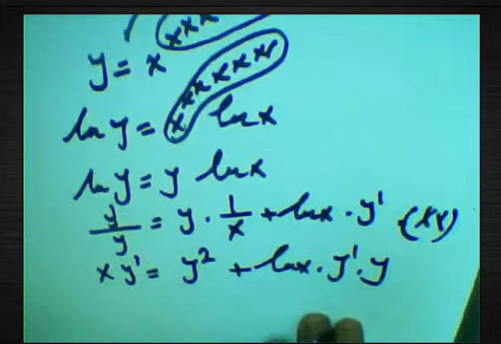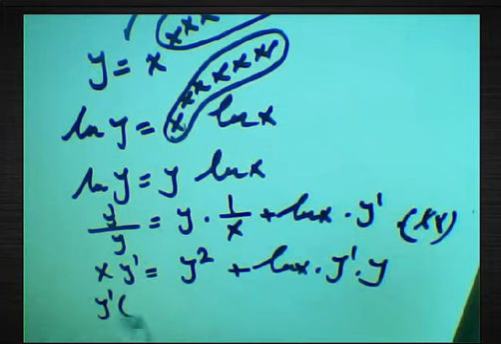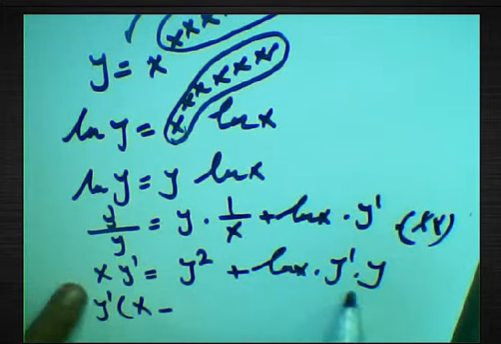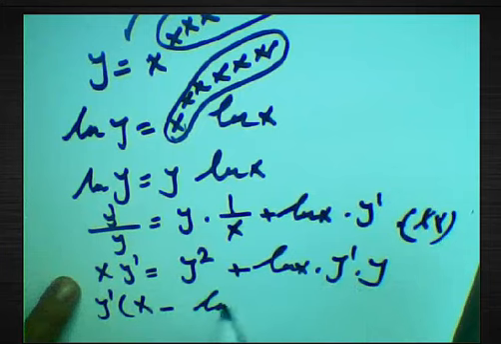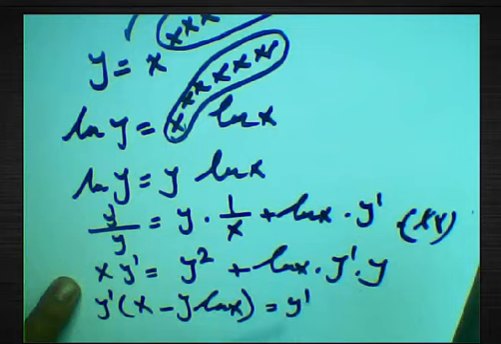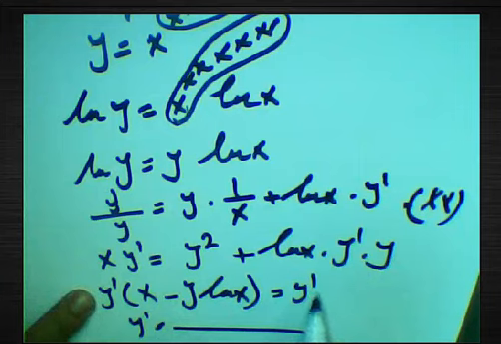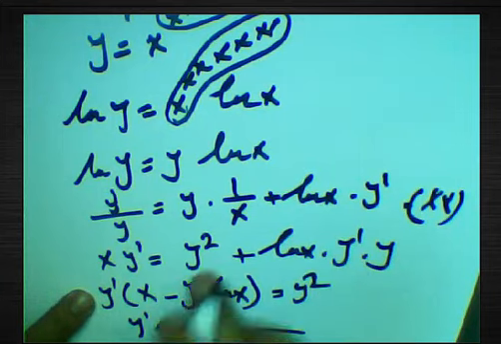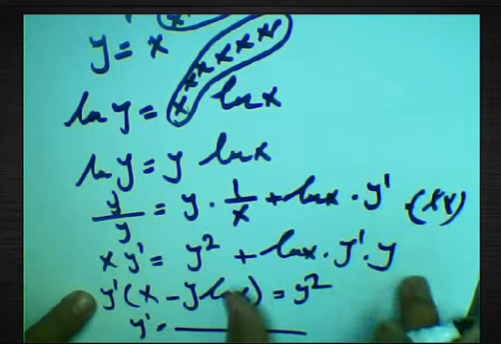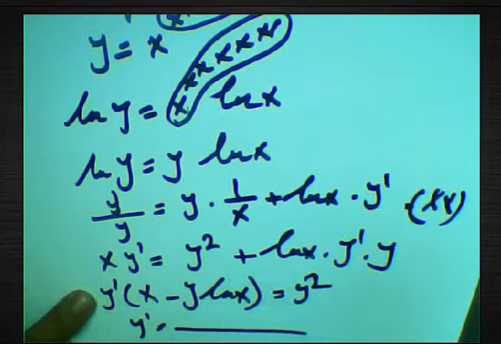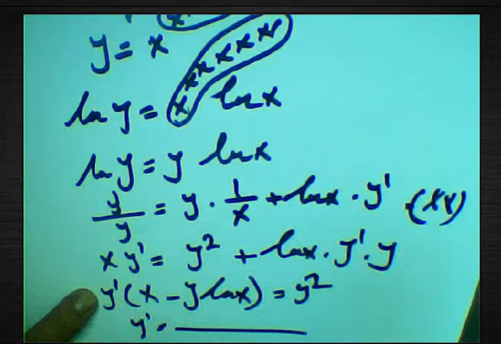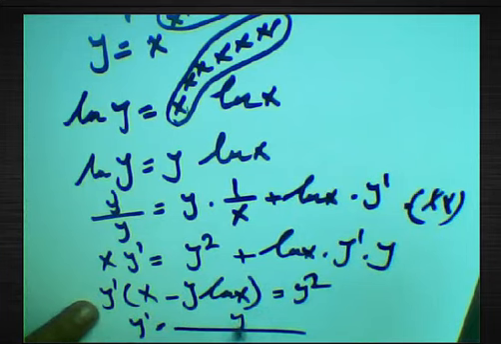And then we can write y dash as a coefficient here, it will be x minus ln x multiplication by y equal y power 2, then y dash will be equal to y power 2 here, because I moved this term to the left hand side here, and write y dash as a coefficient here, and then write y power 2 over x minus y multiplication ln of x.